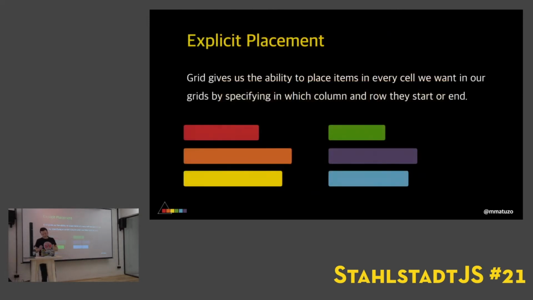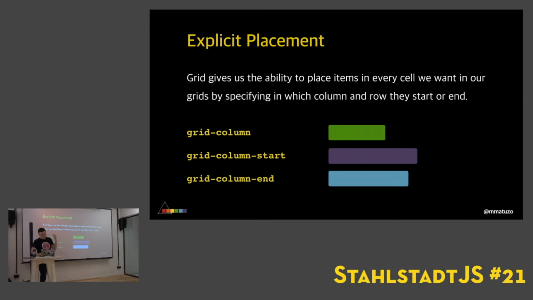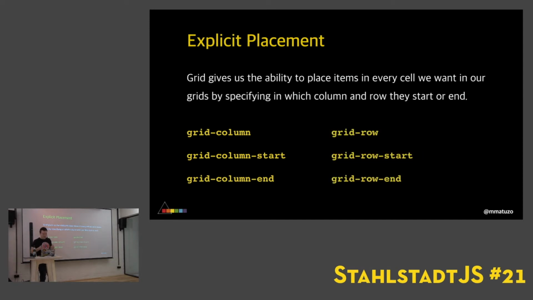Now, grid gives us the ability to place items in every cell we want. We can place them anywhere in the grid. This is so cool. And it's not absolute positioning. The items are still in the document flow, so that's really cool. We can use the grid-column property or the grid-row property and place items on any line.